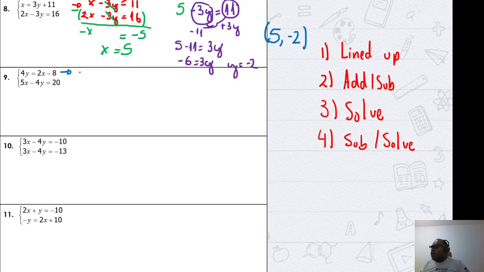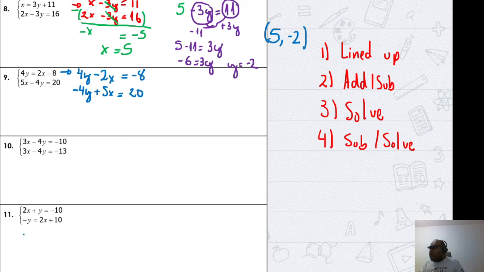Here it is 4y minus 2x, because I move the opposite, 2x, equals negative 8. Nice. Let's just rearrange this to have the correct position. y below the y, x below the x. I write here negative 4y, and here plus 5x equals 20. Right now it's lined up.